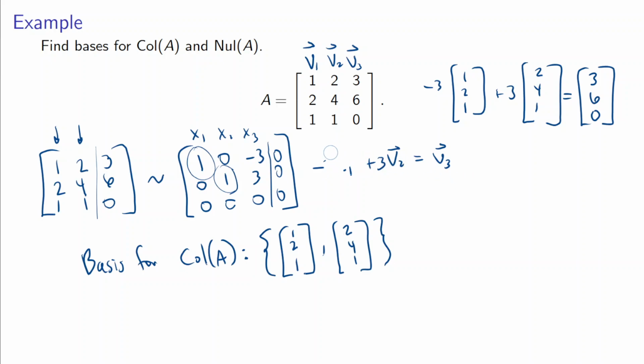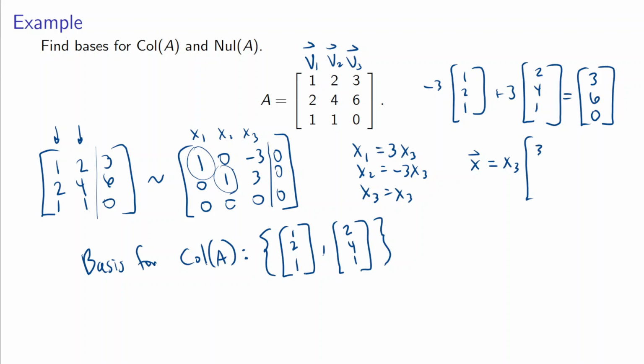And maybe let's erase this so we can work in this area. So we have that x3 is a free variable. We have that x1 minus 3x3 equals 0. So x1 equals 3x3, x2 equals negative 3x3, and x3 is a free variable. So we'll just say that equals x3. So our solutions to Ax equals 0 will take on the form x equals x3 times (3, -3, 1).